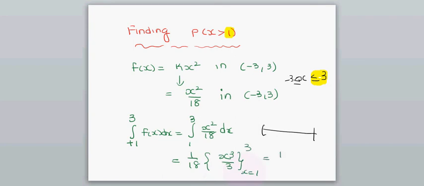After substituting the limits, it comes as 3³/3, 27/3, minus 1/3, which comes as 26/3. When you simplify further, you get 1/18 into 26/3. Further simplification is 26/54. This is the way we are supposed to calculate the integrals.